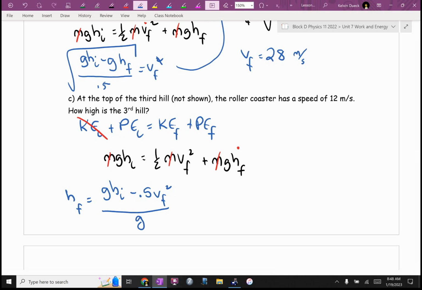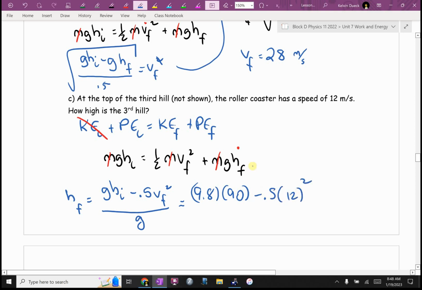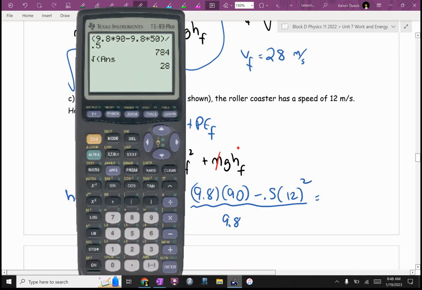So we want to get comfortable moving stuff around with the law of conservation of energy equation. So it's going to be 9.8 times 90 minus 0.5 times 12 squared, all divided by 9.8. Not convinced this one will work out evenly. Let's see. Brackets around the top.